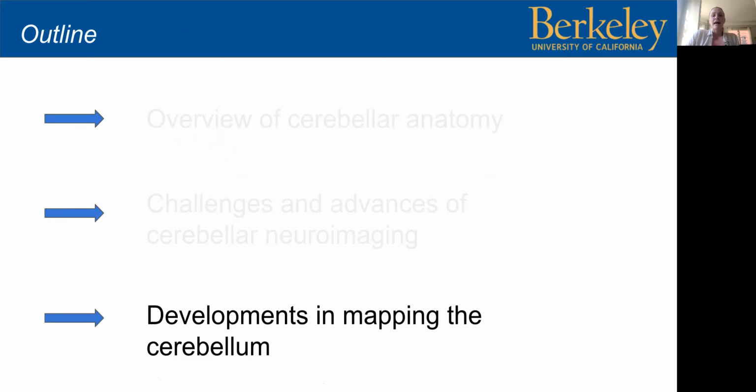Now, fortunately, the challenges that face cerebellar neuroimaging can largely be addressed, and because of recent advances, we have been able to glean many important insights about cerebellar function and organization. So for the last part of this talk, I want to walk through some developments that have been made in mapping the cerebellum using resting state and task evoked data.